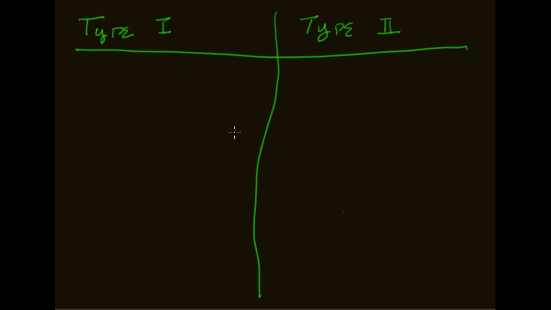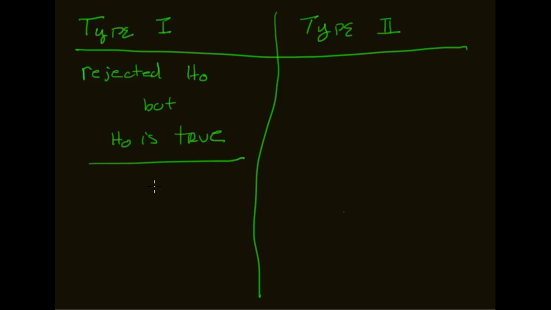Okay, so type 1 is that we have rejected H null based on the sample, but H null is true. Okay, and this is what we call alpha, or our significance level, the probability of a type 1 error. So in this case, we've rejected the null hypothesis, but at the end of the day, the null hypothesis turns out to be true despite the sample.